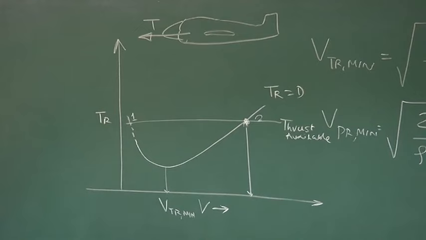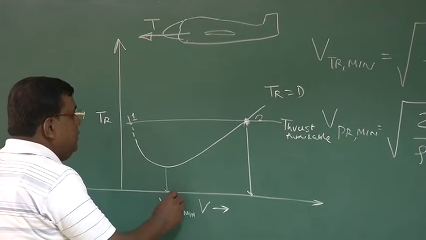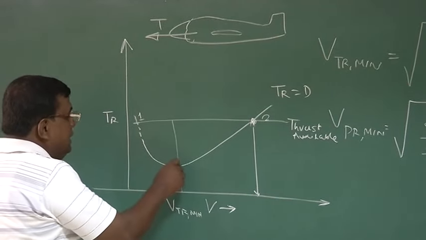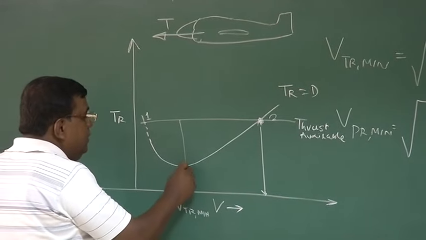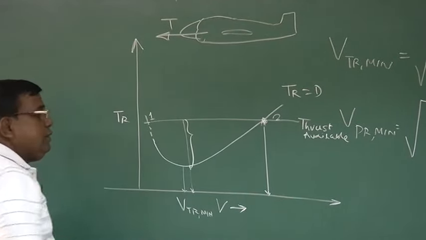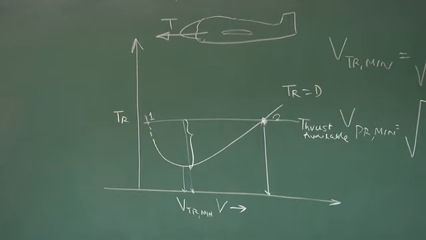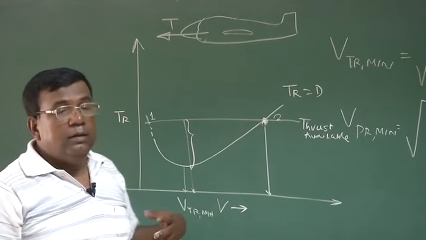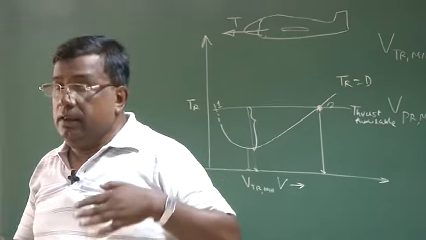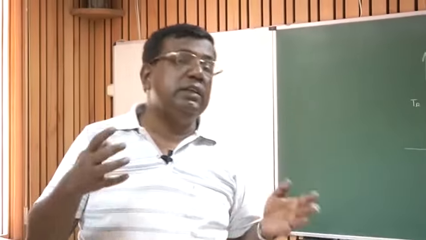But if I want to fly at some point here, you could see that if I am flying at this speed, there is an excess thrust. This excess thrust can accelerate the airplane, it can lift off the airplane, so many things it could do.